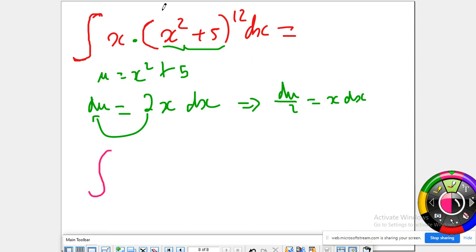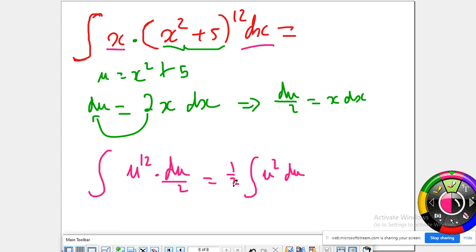So I have x squared plus 5 to the 12, which became u to the 12, and instead of x dx, du over 2. I could say times du over 2, but this over 2 I can put outside. It's a number, I can make it like this. It's half the integral of u to the 12 du, so half, and then I do the integral: half times u to the 13 over 13 plus c, and then again I replace u by its value, so half times x squared plus 5 to the 13 over 13 plus c.